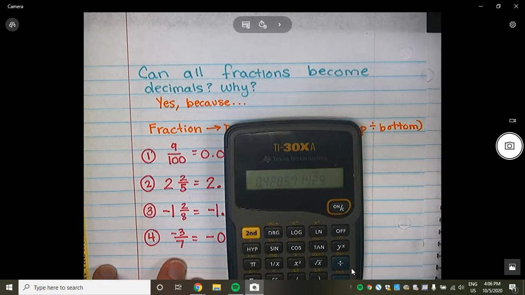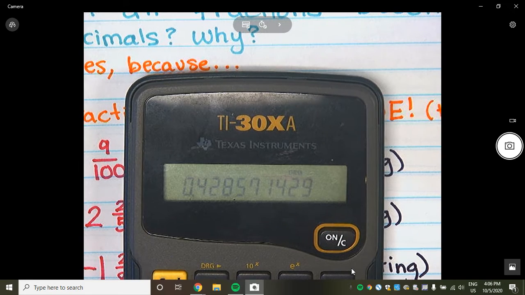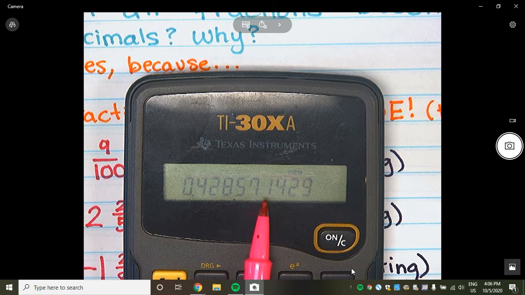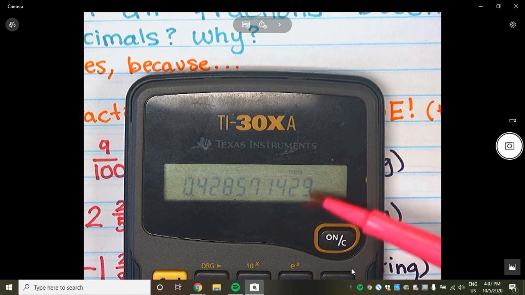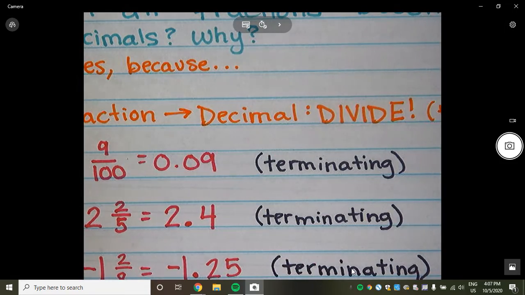And if we take a look at that number, I'm going to zoom in on it here, I see 428,571, and then I see 42, and now I see 9. So these numbers are starting to repeat, and the reason this is a 9 is because that 5 causes the 8 to increase and round up. So this is a repeating decimal.